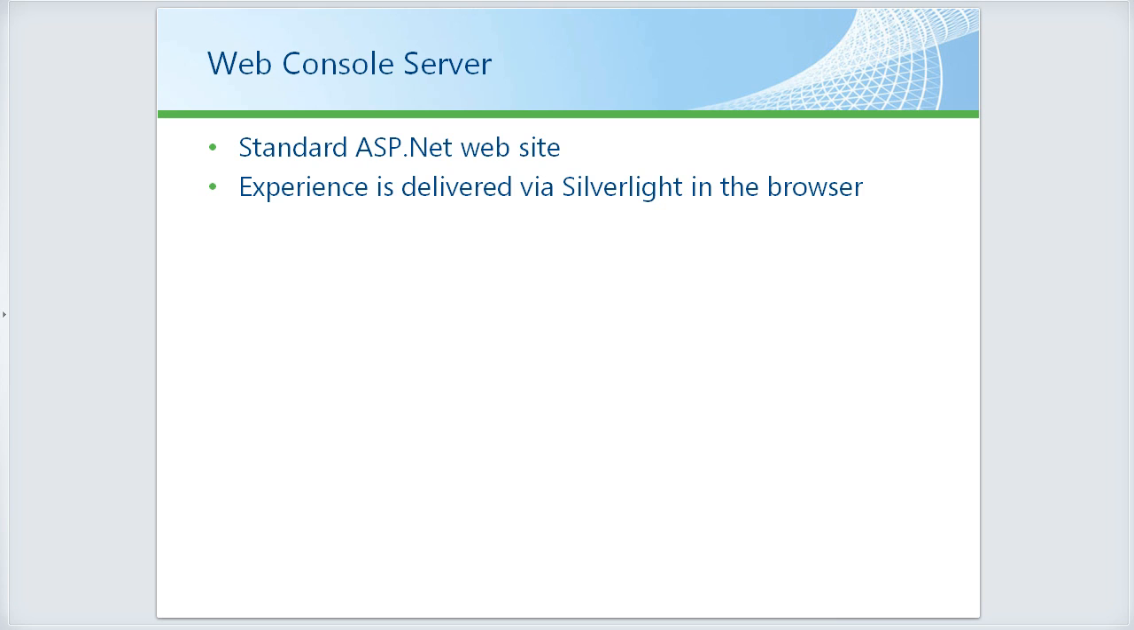Okay, now the next role in Operations Manager is the Web Console Server. The Web Console Server is a standard ASP.NET website that you install in IIS, and the user experience is delivered via Silverlight running in the browser. And that Silverlight control then talks back to the System Center Data Access Service to access the data and display it in the browser. So that's a fairly simple installation.